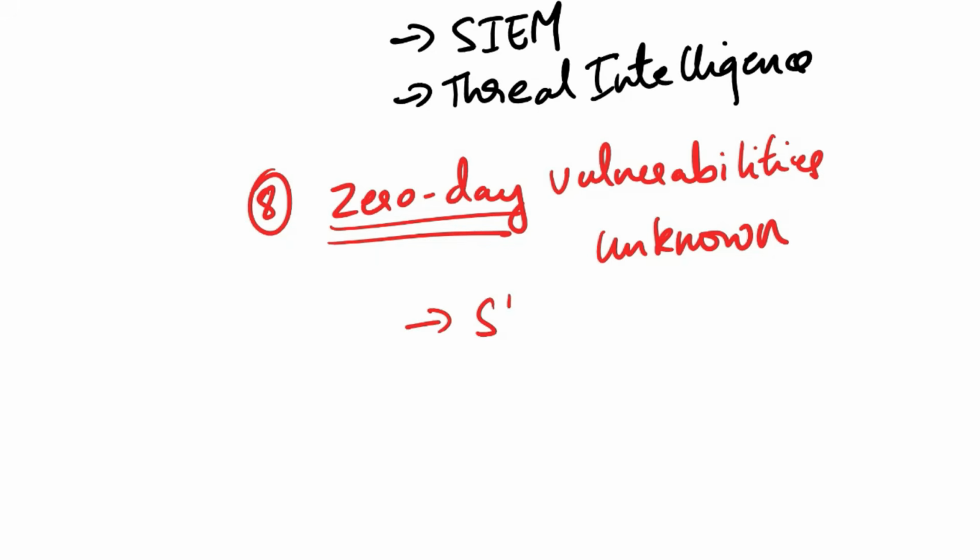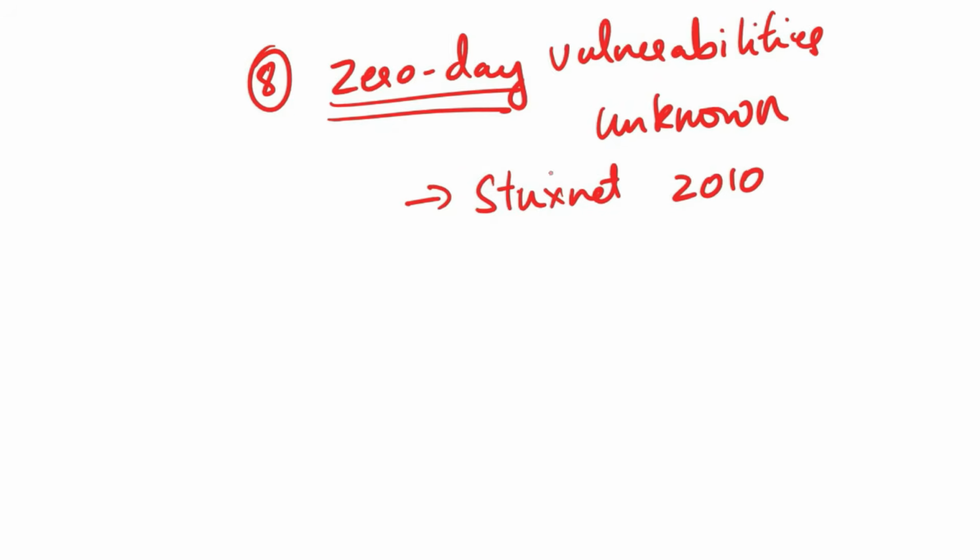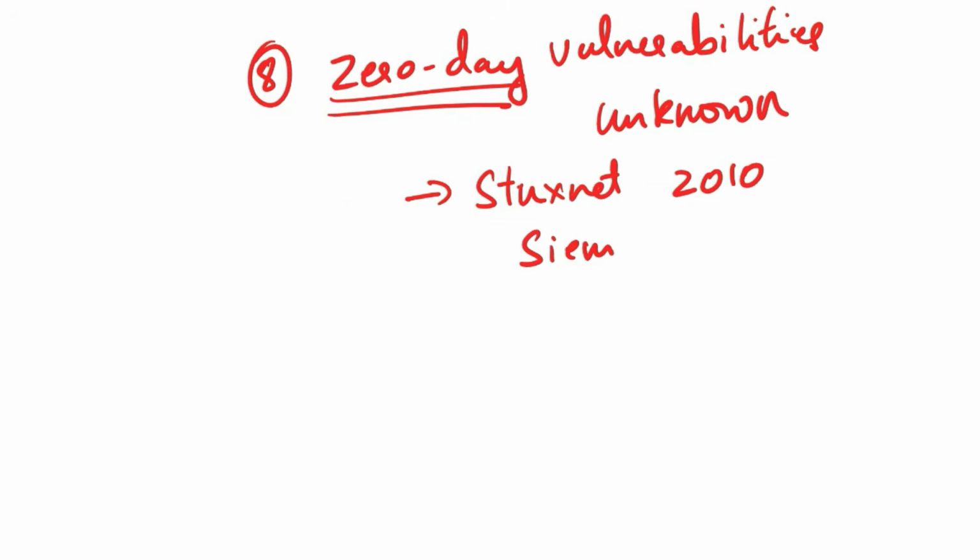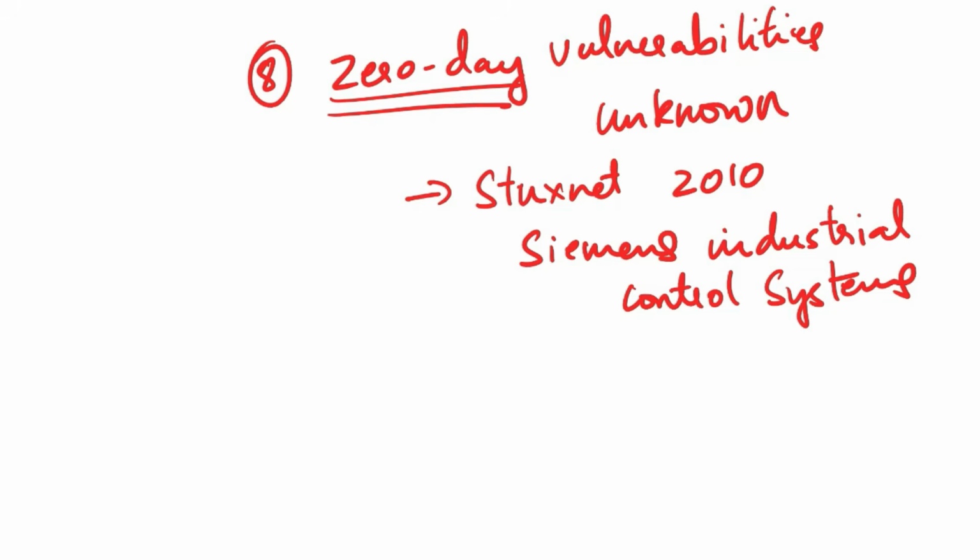First one that we'll see is Stuxnet. This was in 2010. The target here was Siemens Industrial Control Systems. Stuxnet exploited multiple zero-day vulnerabilities to target and disrupt Iran's nuclear enrichment facilities. It is considered one of the most sophisticated and damaging cyber attacks in history, causing physical damage to the centrifuges used in the uranium enrichment process.